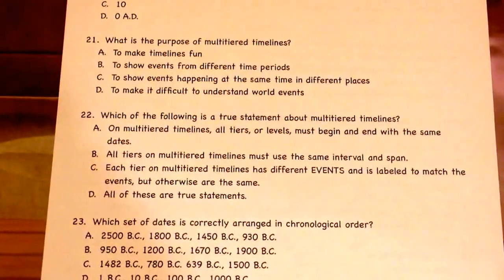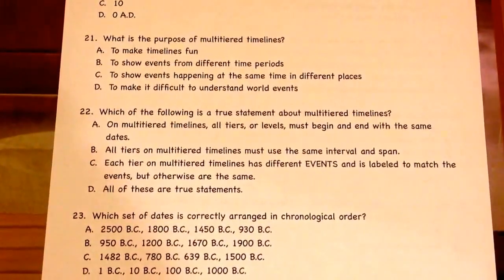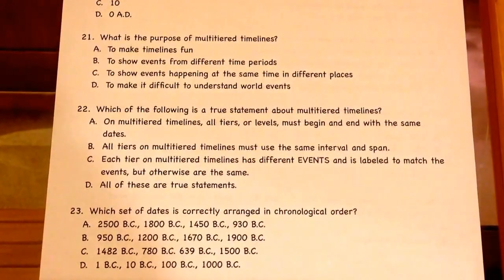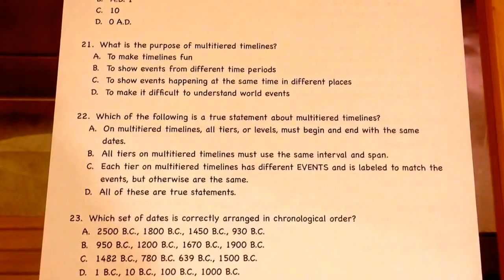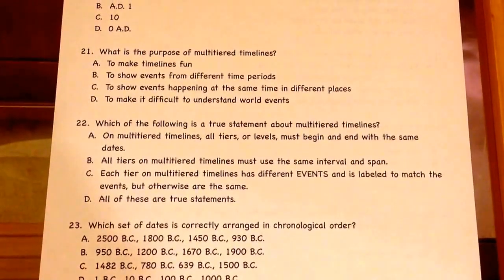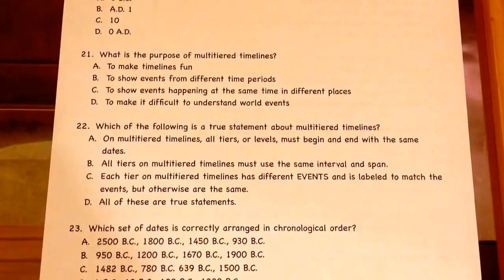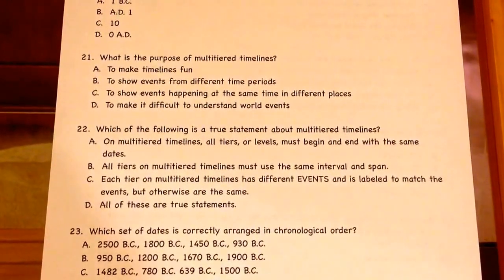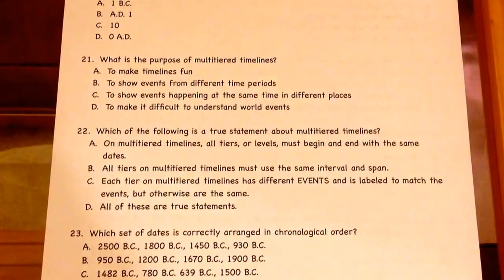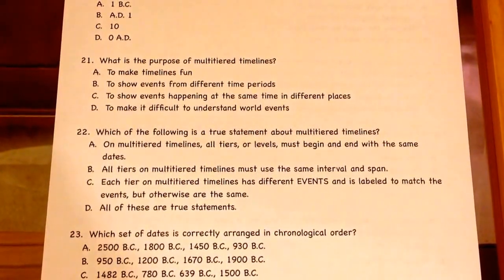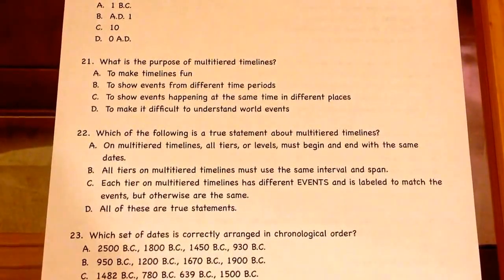21. What is the purpose of multi-tiered timelines? A, to make timelines fun, B, to show events from different time periods, C, to show events happening at the same time in different places, or D, to make it difficult to understand world events.